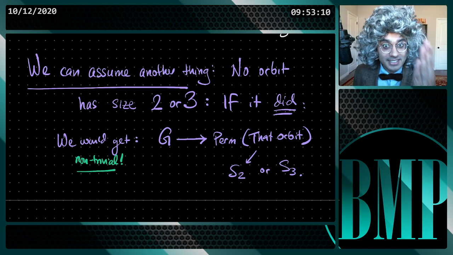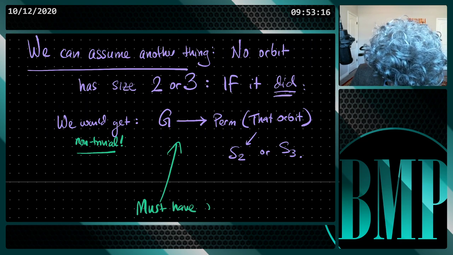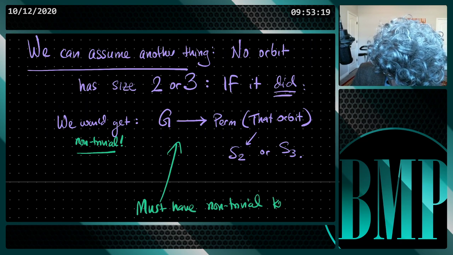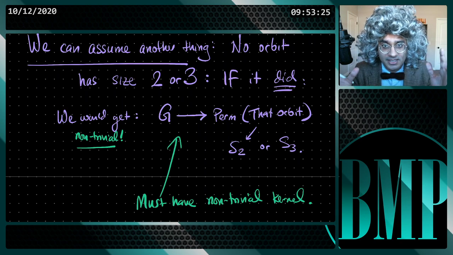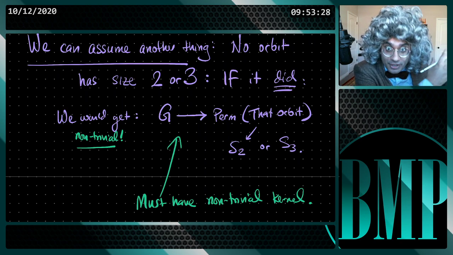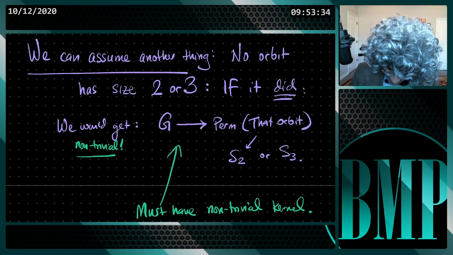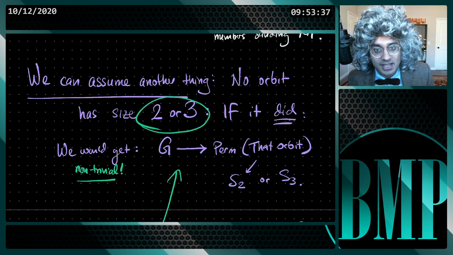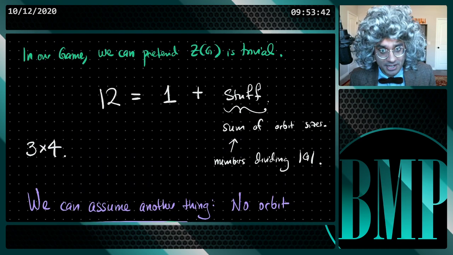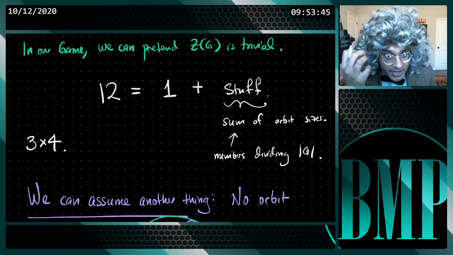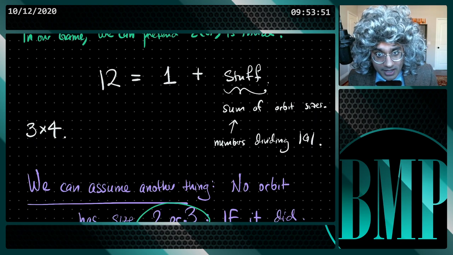But this homomorphism has to have a non-trivial kernel, because the size of S2 or S3 is 2 or 6, but the group has 12 elements. Bigger. There's got to be a kernel. So done. That means you can't have any orbits of size 2 or 3 in the class equation, in any action, if we're trying to see whether 12 is a contender at all for a simple group.